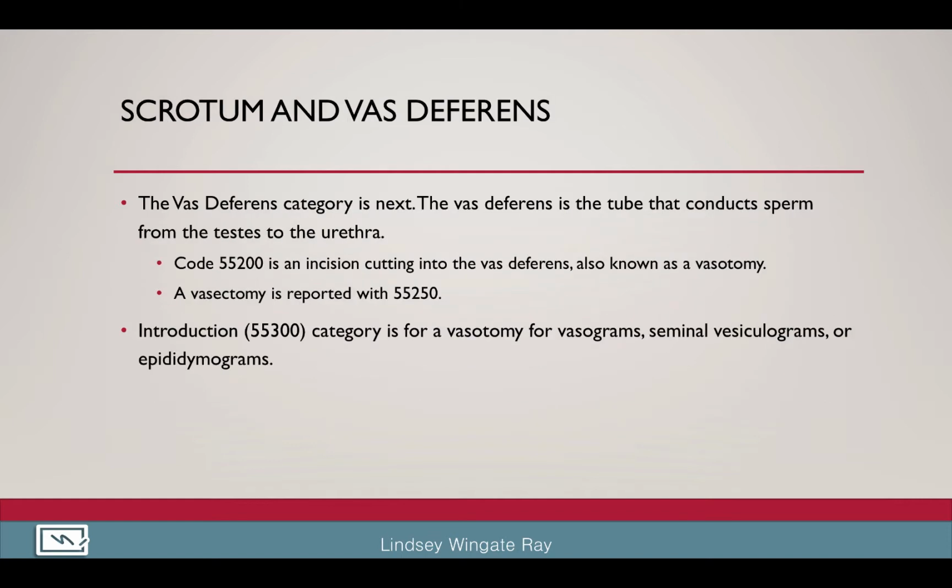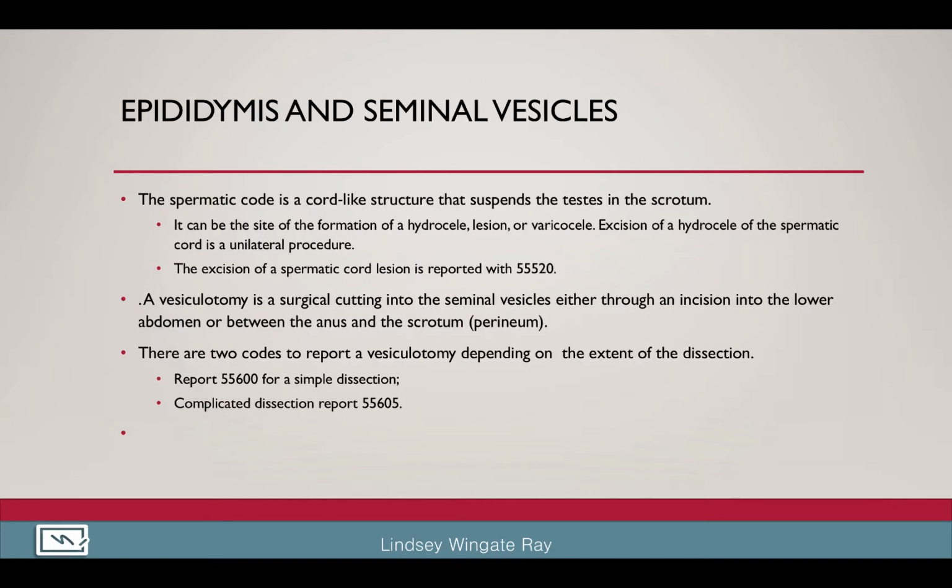The vas deferens category is next, and the vas deferens is the tube that conducts sperm from the testes to the urethra. Code 55200 is an incision, cutting into the vas deferens, also known as vasotomy. The introduction category, 55300, is for a vasotomy for vasograms, seminal vesiculograms, or epididymograms. The spermatic cord is a cord-like structure that suspends the testes in the scrotum. It can be the site of the formation of a hydrocele, lesion, or varicocele. Excision of a hydrocele of the spermatic cord is a unilateral procedure. The excision of a spermatic cord lesion is reported with 55520.